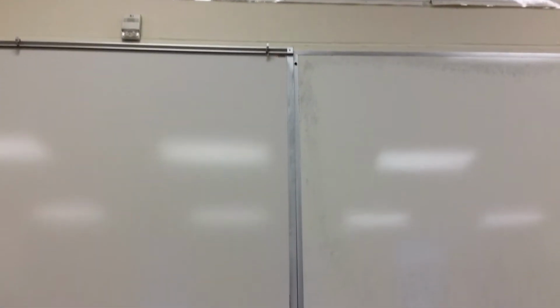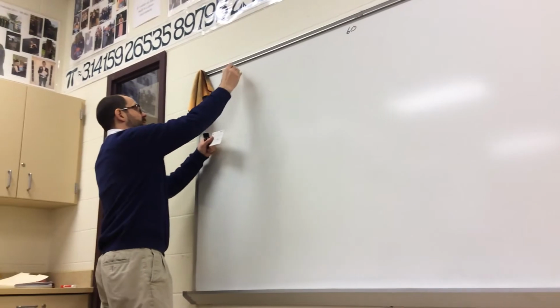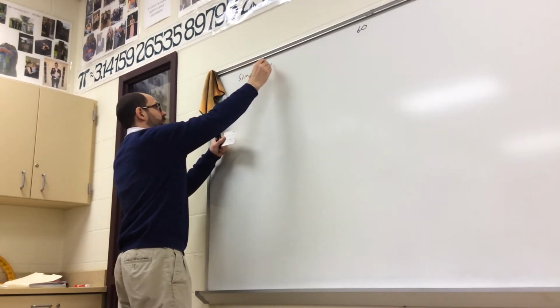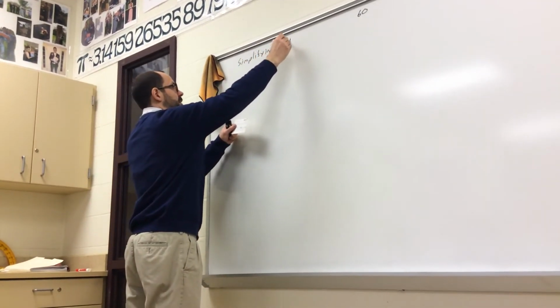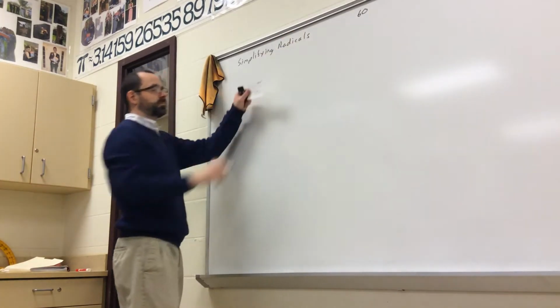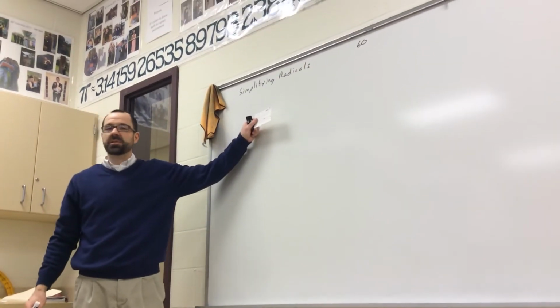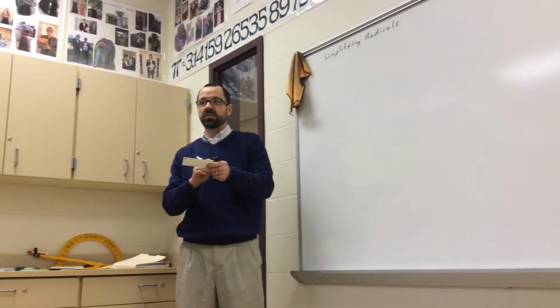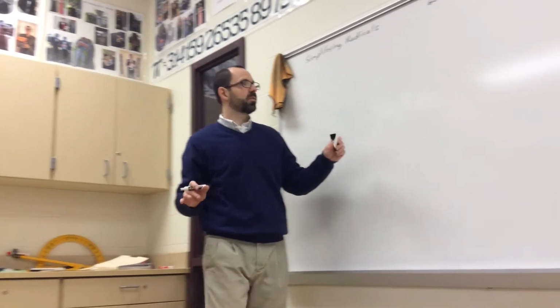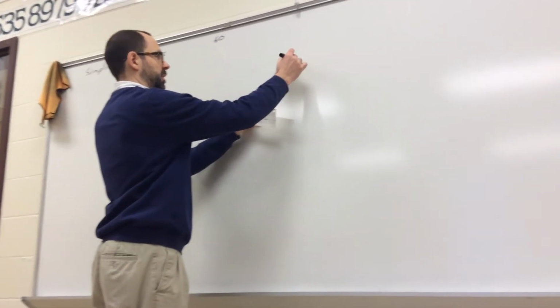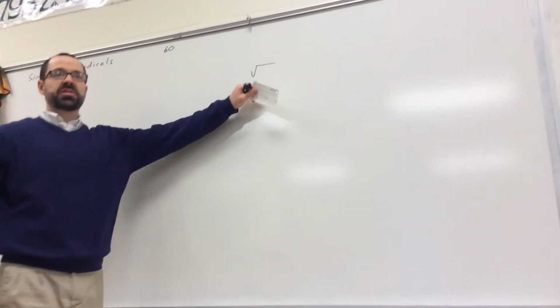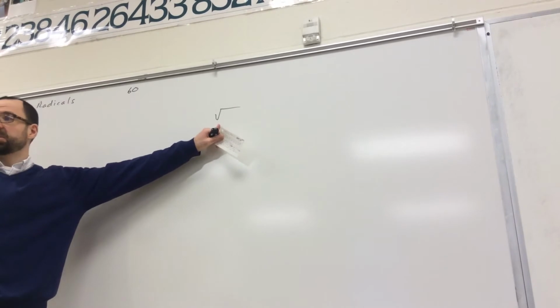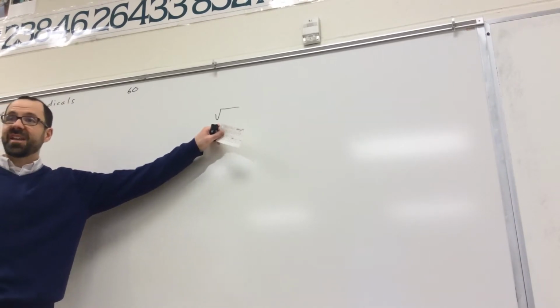So this note card is number 60, and the title is Simplifying Radicals. Simplifying radicals. And a radical, don't let that word throw you off. It's just another name for that symbol. And of course, this symbol means take the square root.